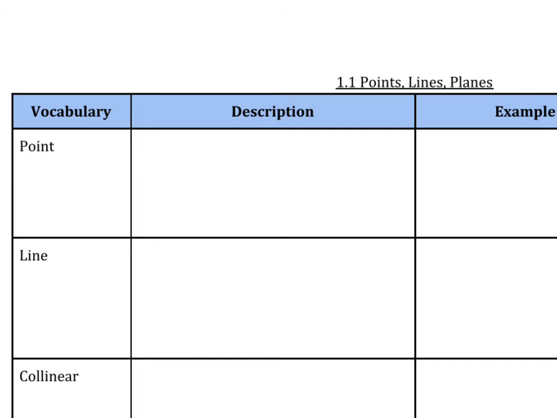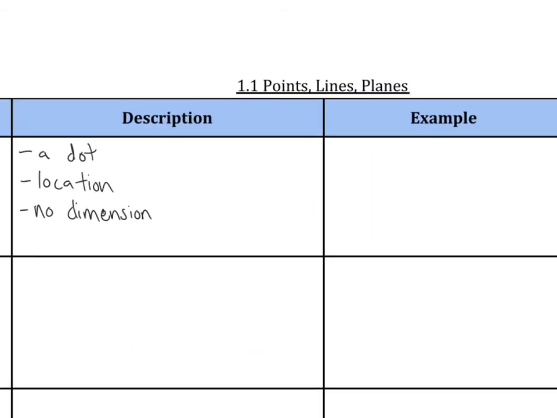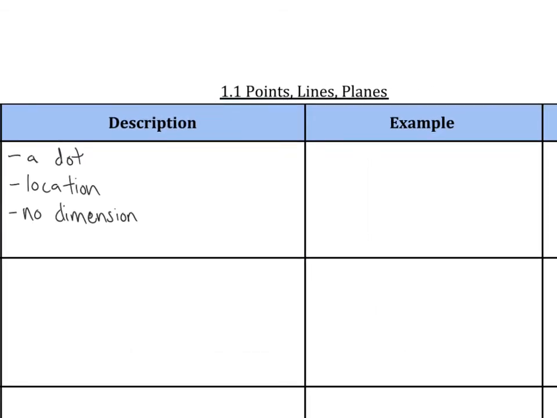All right, so a point is, as you may already know, quite simply just a dot. You can think of it as a location, for example, a location on a map. One thing to note about a point is that it has no dimension. In other words, even though we draw it as a dot, it's not wide, it's not thick, it's not tall, it's not short, it's not long, etc. It's simply just a point in existence.